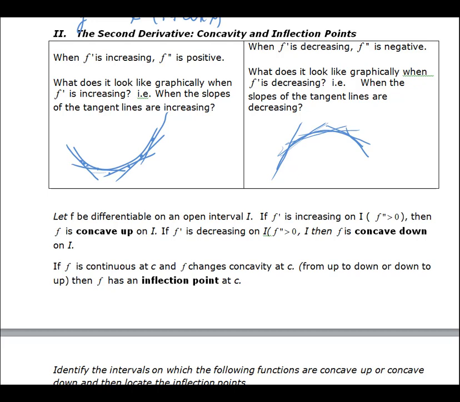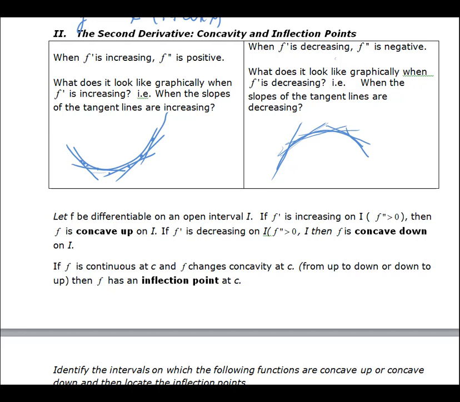So what ends up happening here is that when your first derivative is increasing, your second derivative is positive. And in this case, that only occurs when you're concave up. When your first derivative is decreasing, your second derivative is negative. That occurs when your function is concave down.